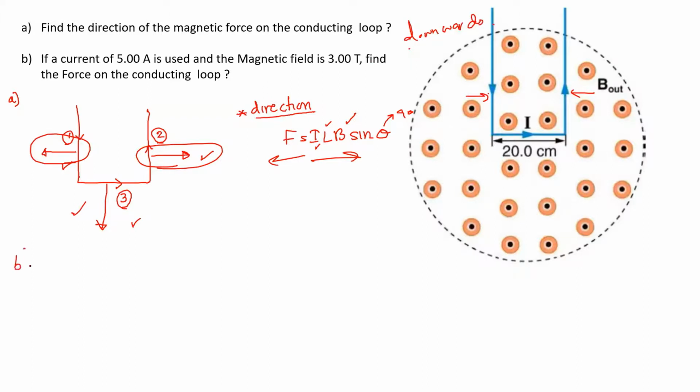And for part B, they have given the values and they're asking you to calculate the force. So we know only force acting is this one. And theta is 90. So can you plug the values and give me the answer?